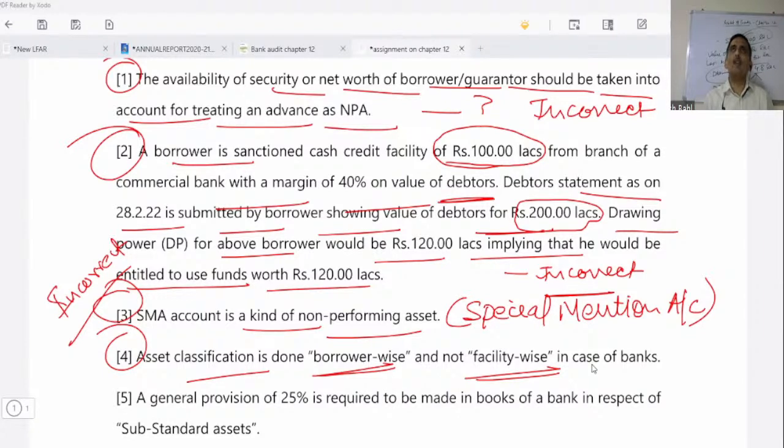I had told you day before yesterday very clearly that this point is very important. Asset classification is done borrower wise and not facility wise. Correct or incorrect? Waiting for your responses. Asset classification is done borrower wise and not facility wise in case of banks.